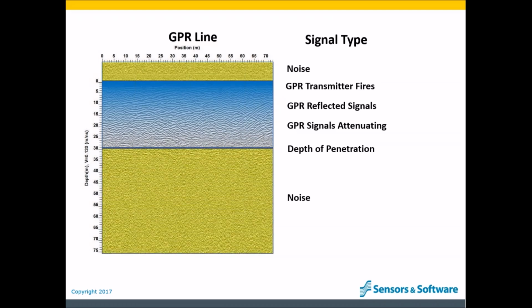Then the GPR receiver records the RF noise until the end of the GPR recording window. Keep in mind that if your depth setting is not long enough, you may not even see the background RF noise after the GPR signals fade away.